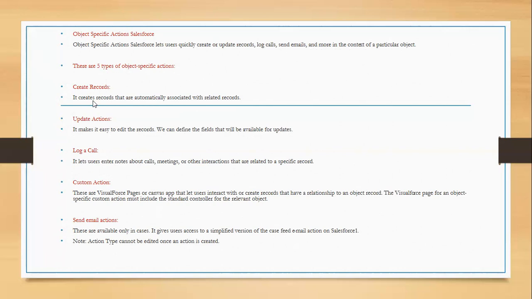Create a record: it creates a record that is automatically associated with the related record. Update action: it makes it easy to edit records, and we can define the fields that will be available for the update. Log a call: lets the user enter notes about a call, meeting, or other interaction that is related to the specific record.